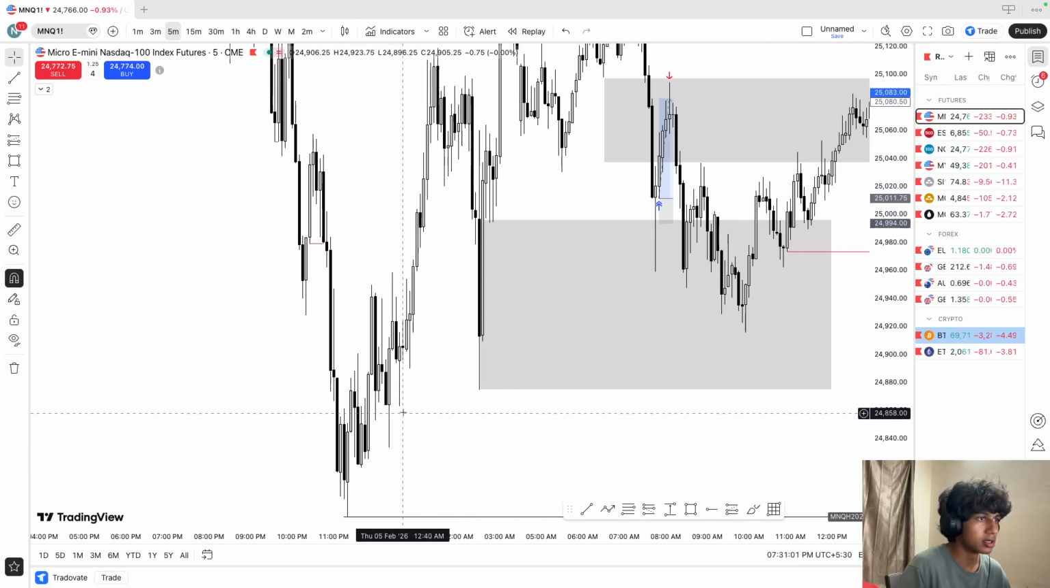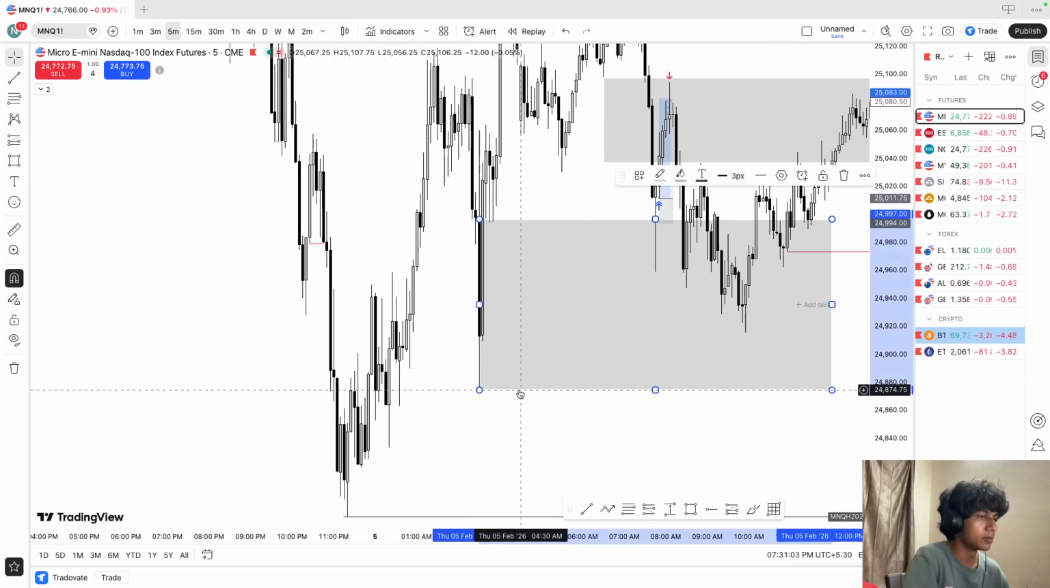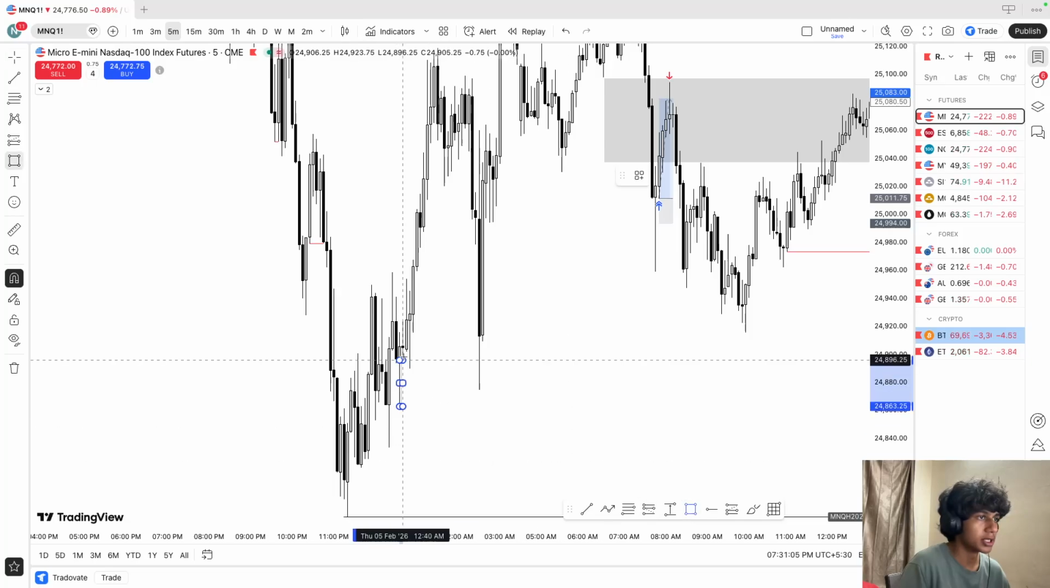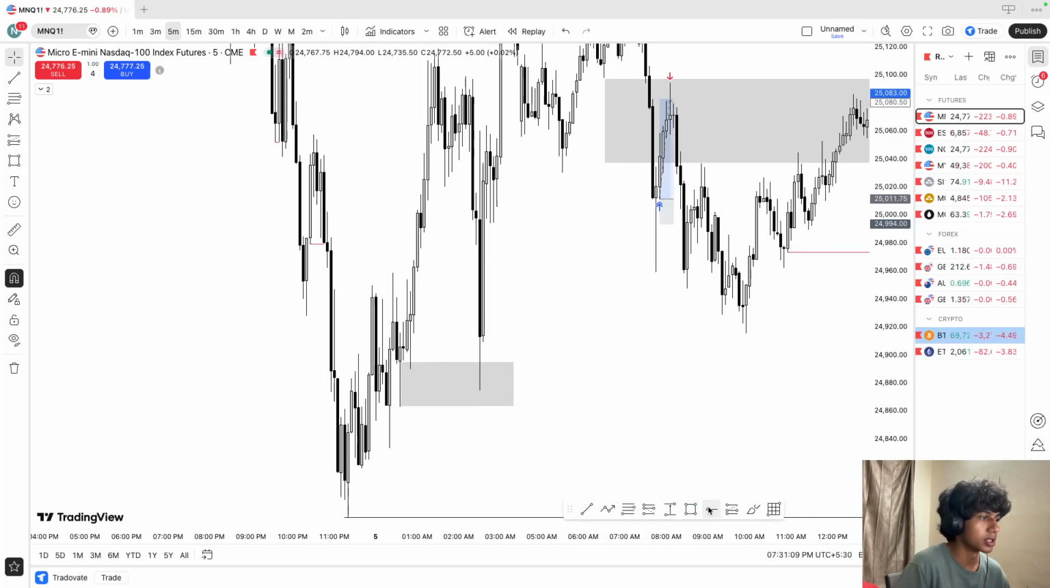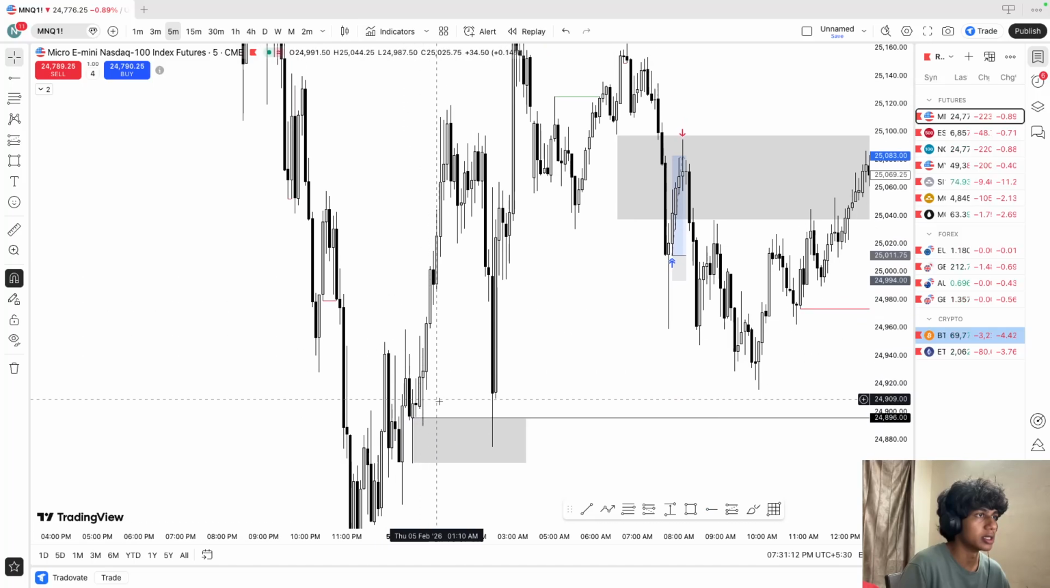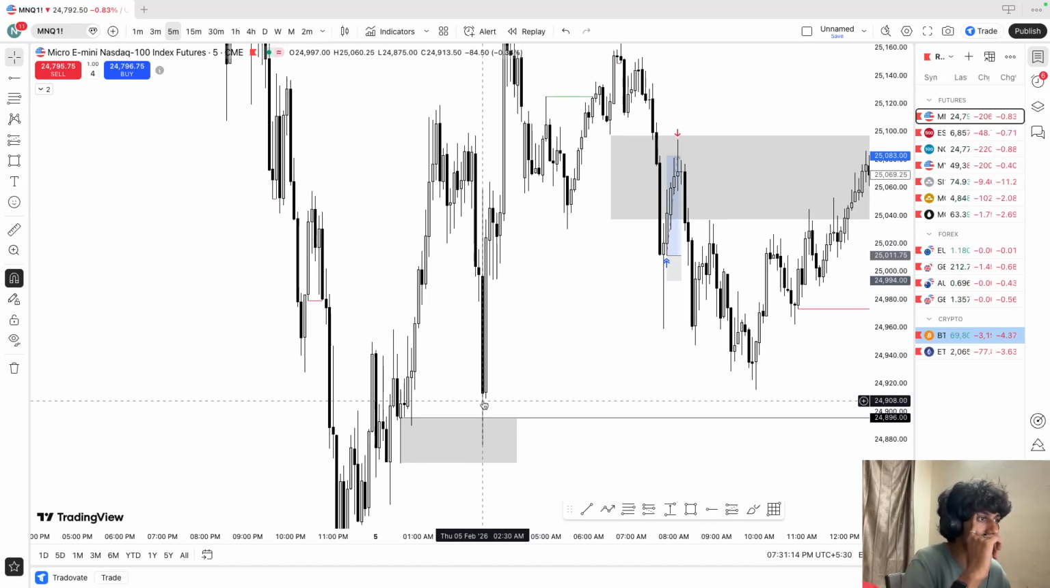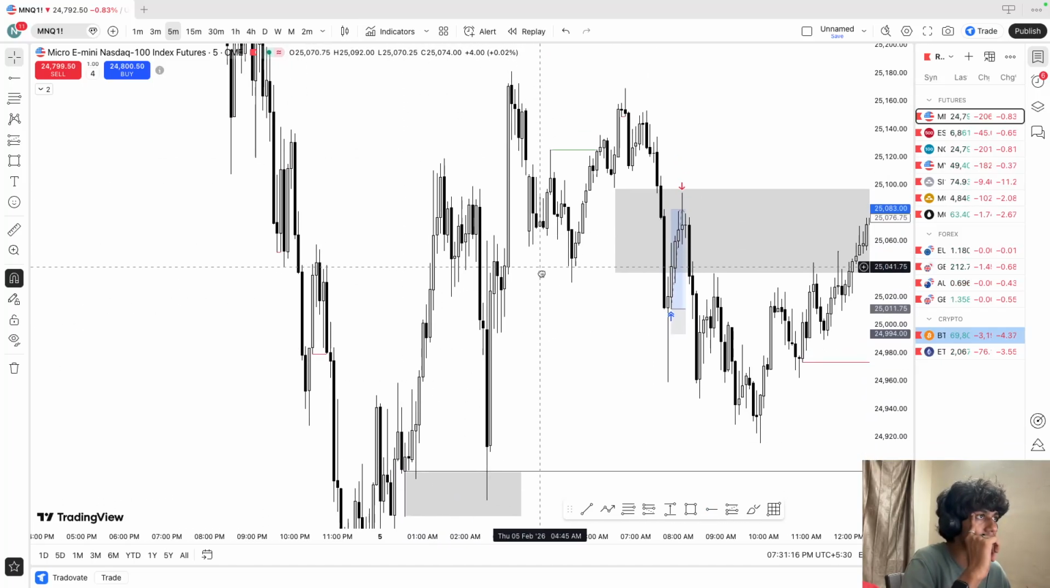Okay, right here. There's a wick right here. Let me remove this. There's a wick right here. What price does is it trades into this wick. Okay, exactly at this body, it reacts, pushes higher. There are many examples. Again, this wick gets respected here, pushes higher.